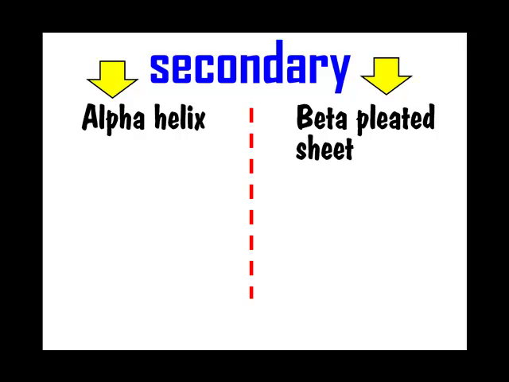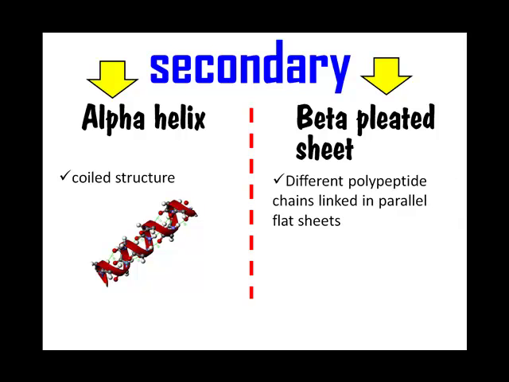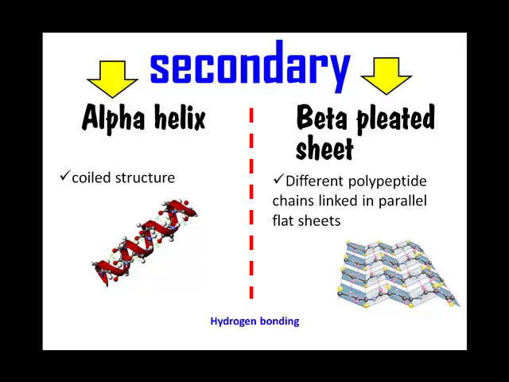Exactly. Alpha helix has a coiled structure, and the beta pleated sheet is where different polypeptide chains become linked in parallel flat sheets. They're both held together by hydrogen bonds.